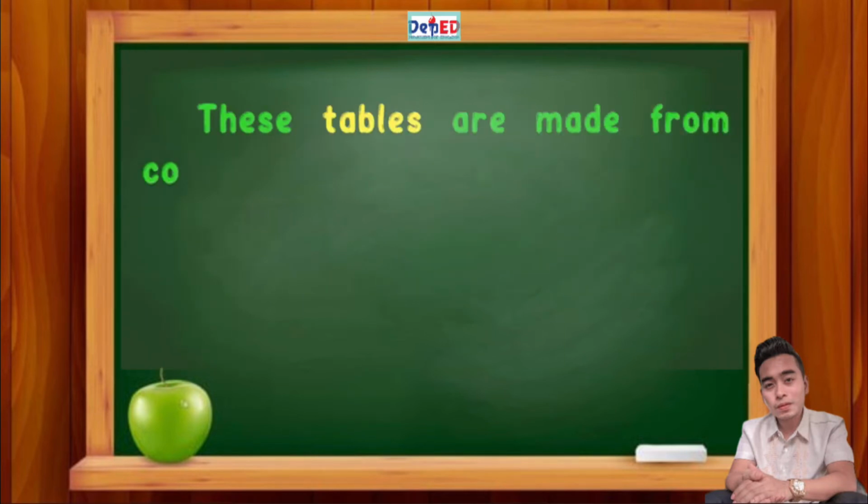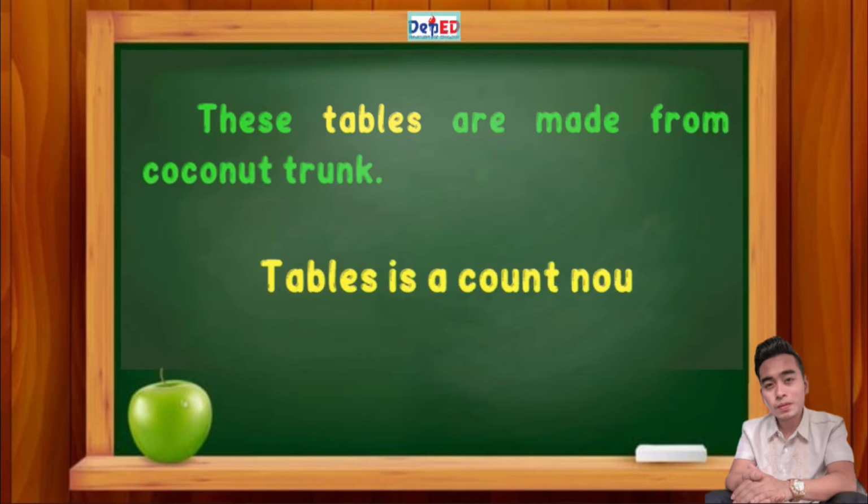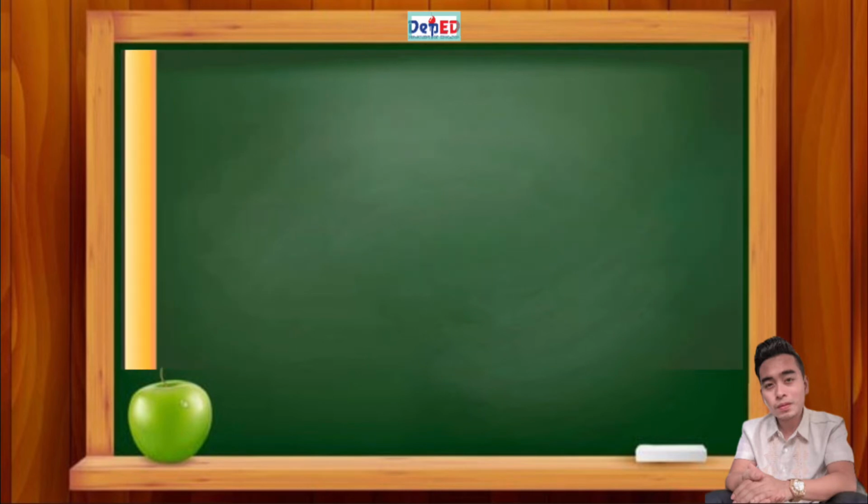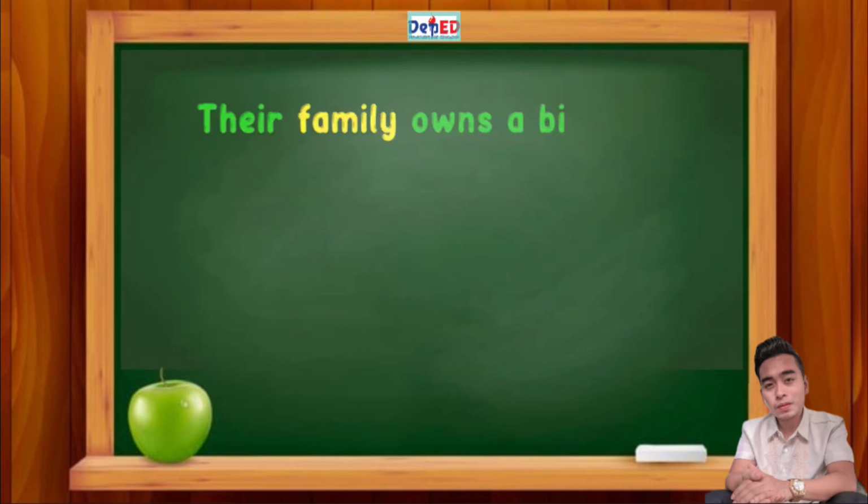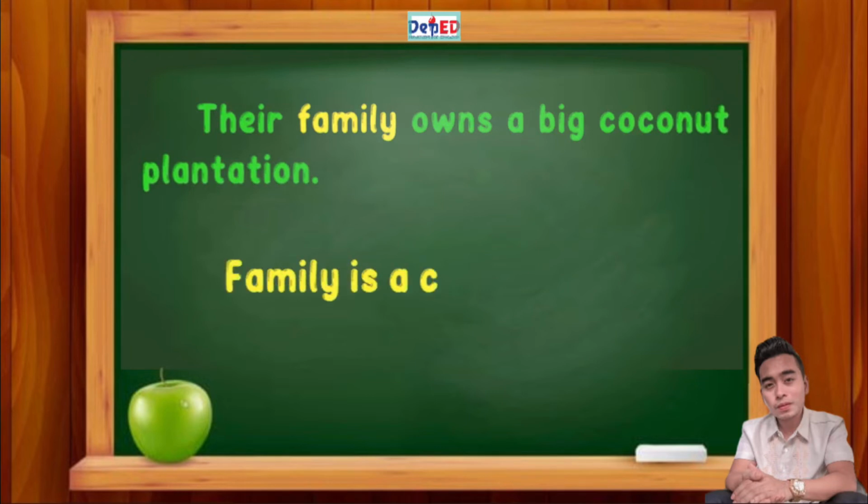These tables are made from coconut trunk. Tables is a count noun. Your family owns a big coconut plantation. Family is a collective noun.